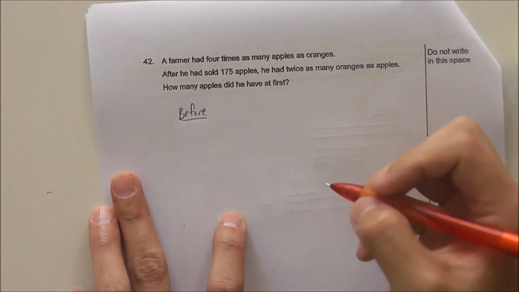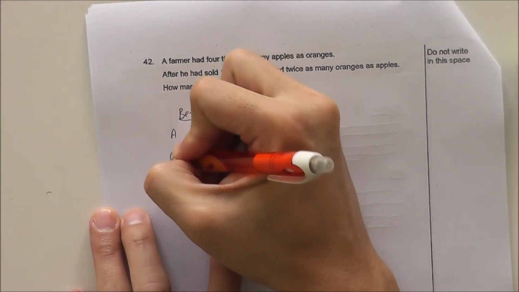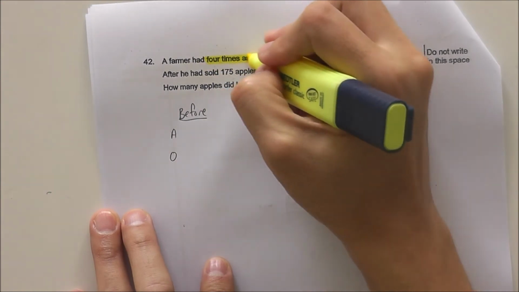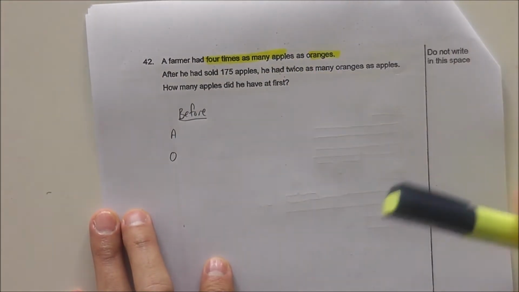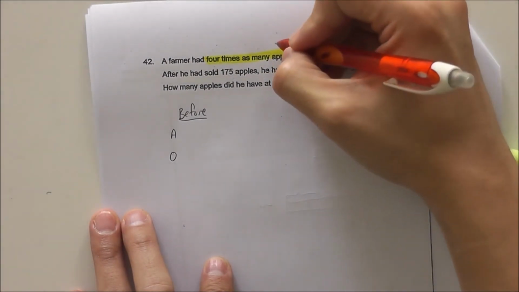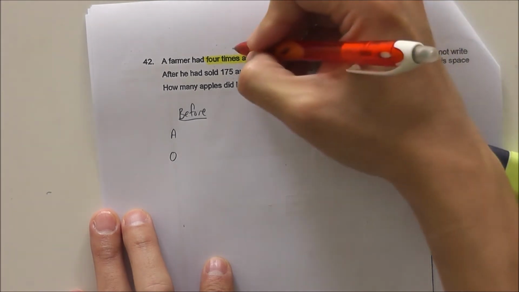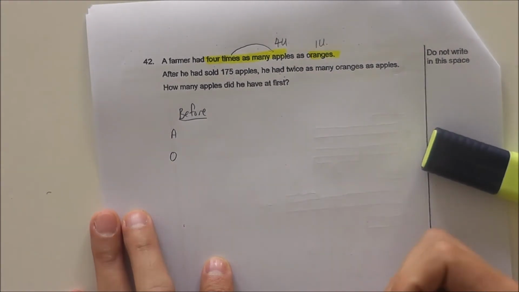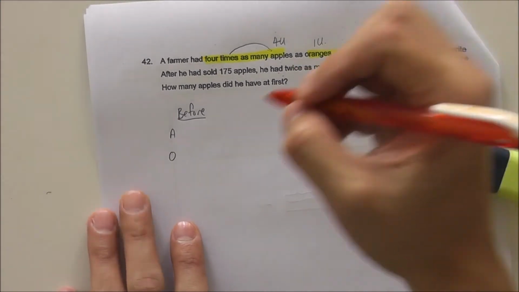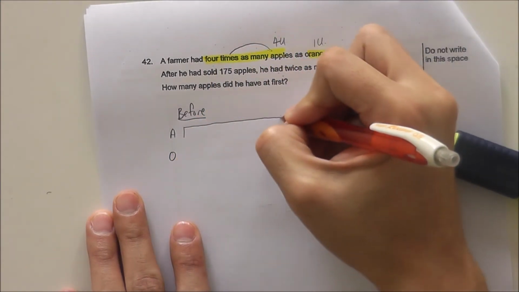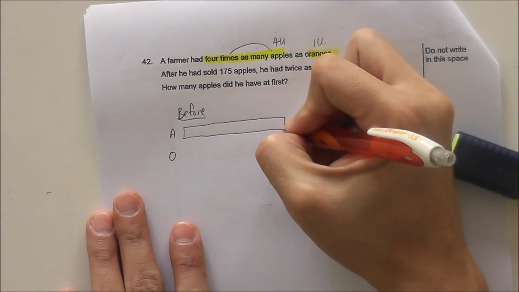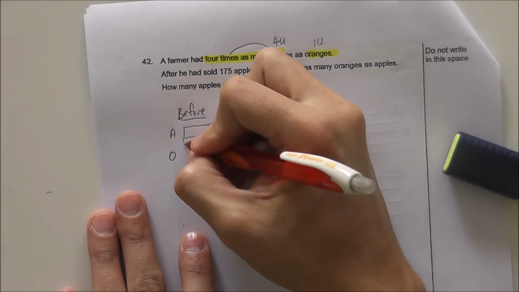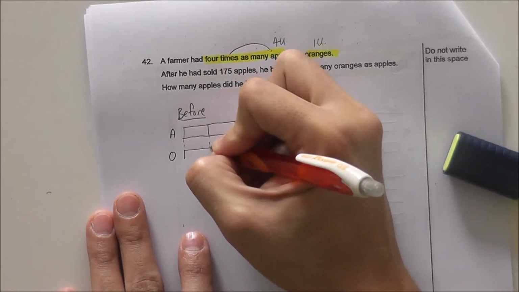of course we will draw apple and orange. Can you see this? 4 times as many apples as oranges. So apples would be how many units? 4 units. Okay, 4 times. And this orange would be 1 unit. So that's how we are going to draw. So apple, 1, 2, 3, 4. And orange would be 1 unit.